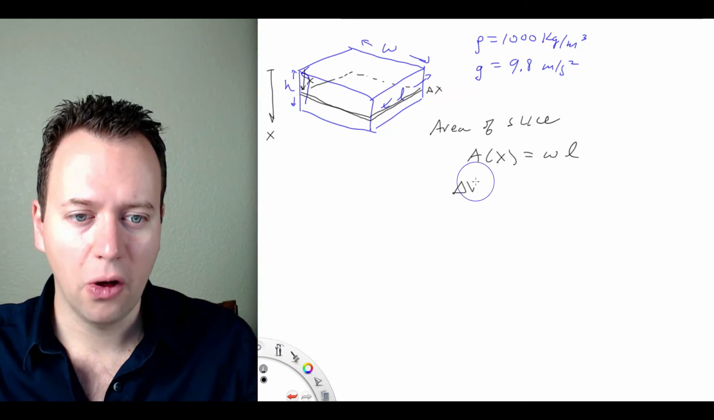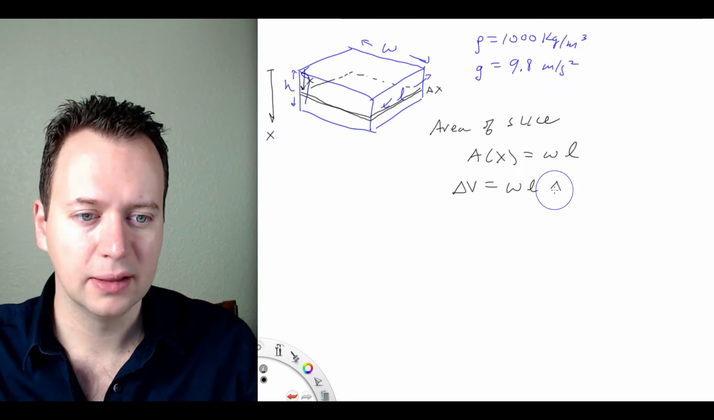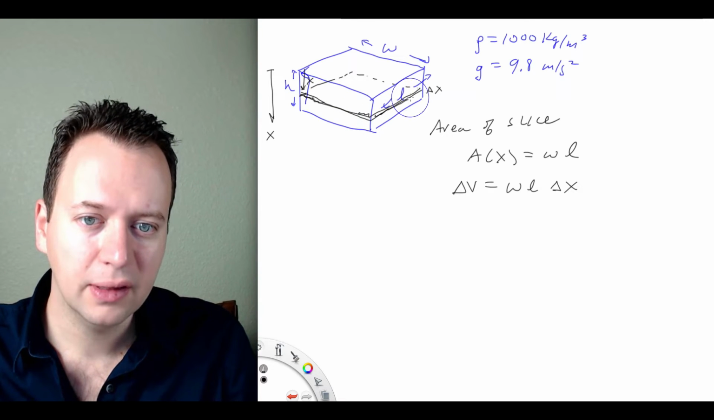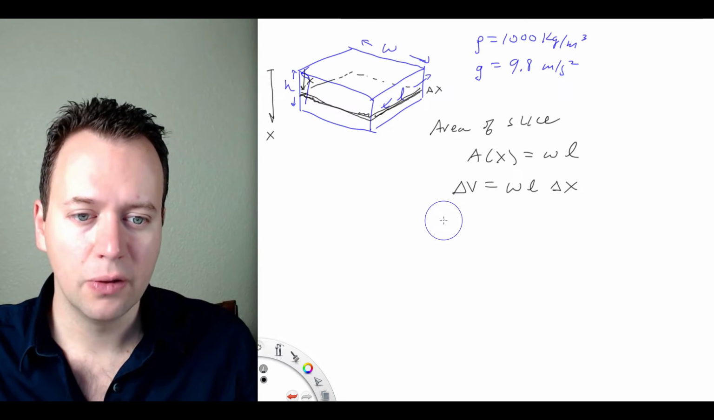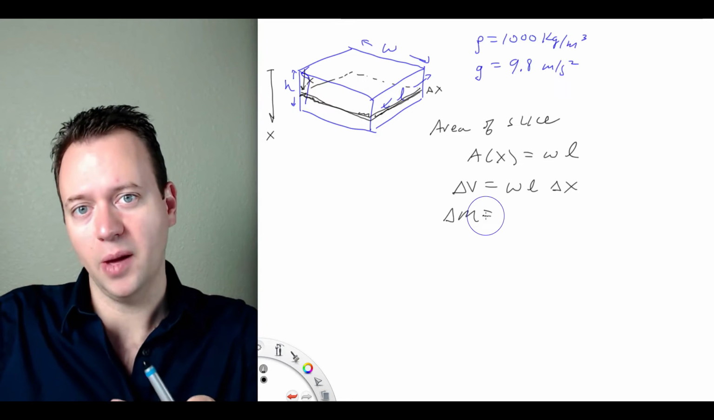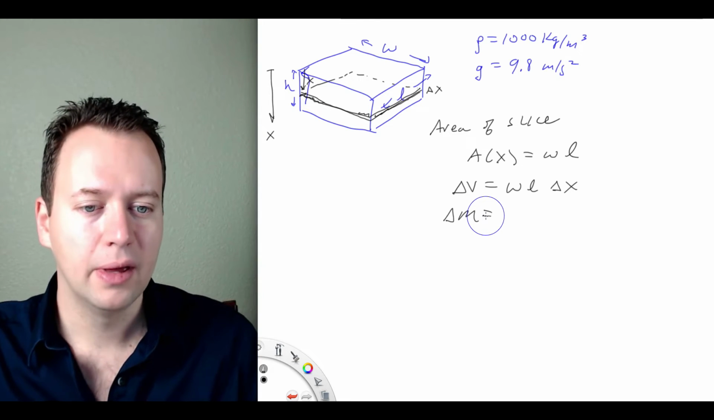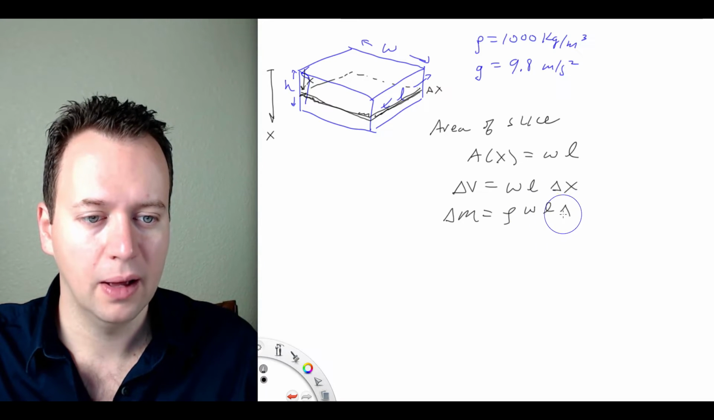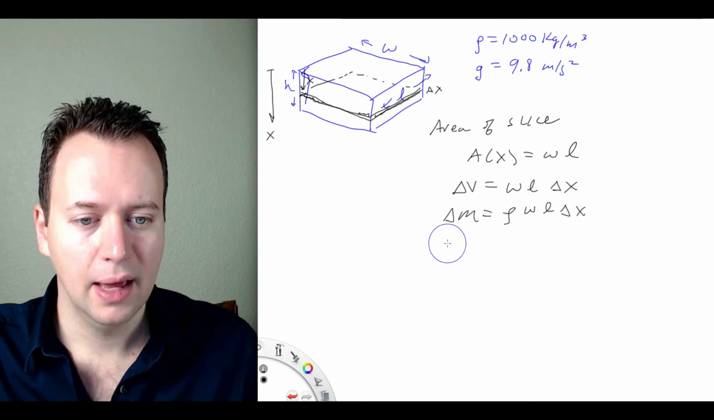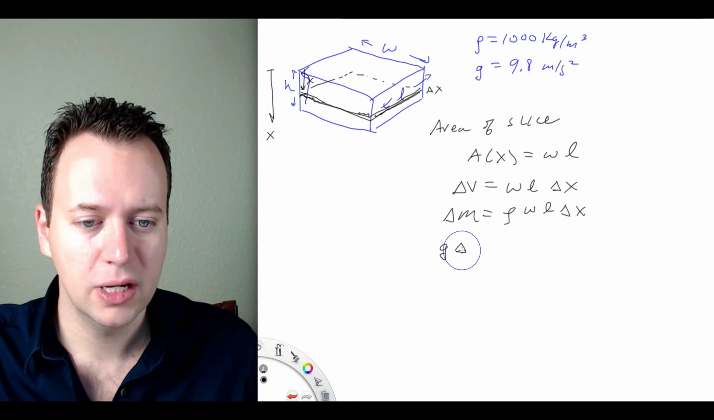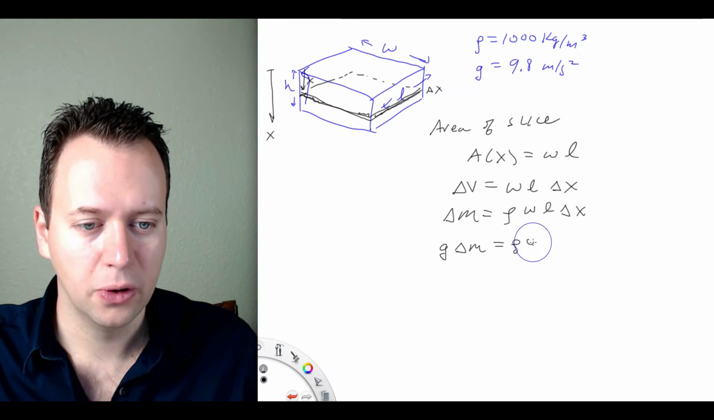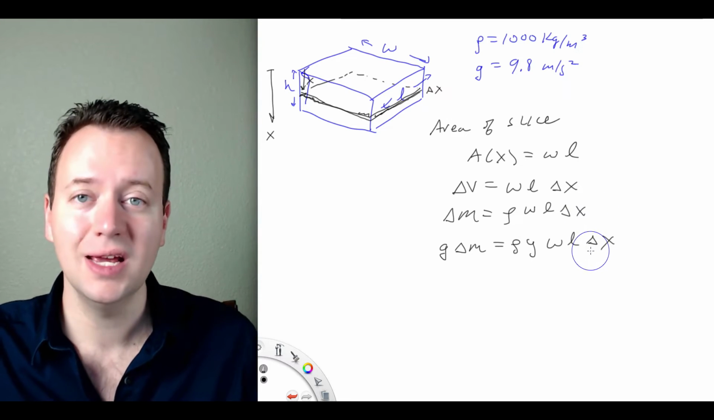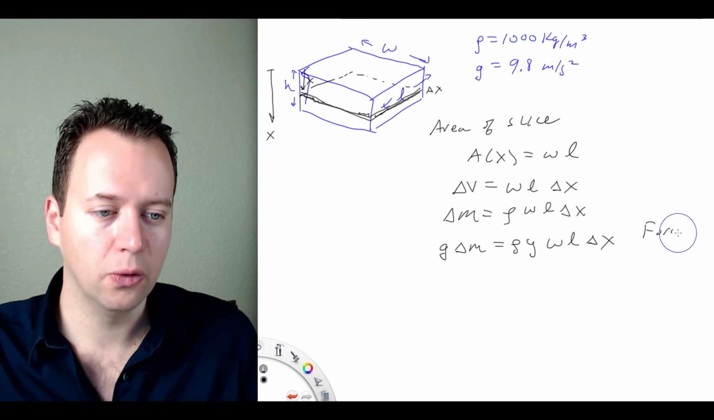So the little volume of the slice, delta V, is WL times delta x, because we have a little delta x here, which gives it a little bit of thickness, and that gives us the volume. So the change of mass in just pumping the ith slice to the top is going to be the density times the volume. So it's rho WL delta x. And then the weight, we'll call that g delta m, is just rho g WL delta x. Right? If we multiply mass by g, we get weight. So this is basically the force.